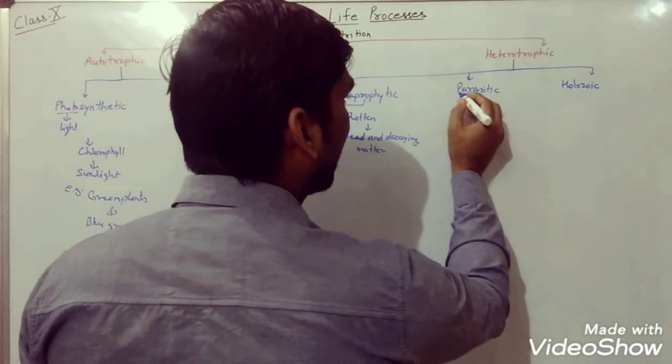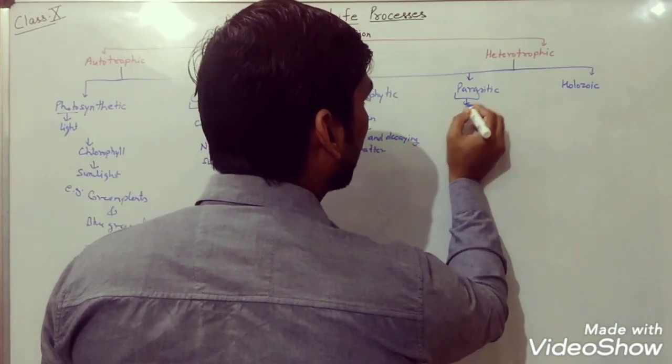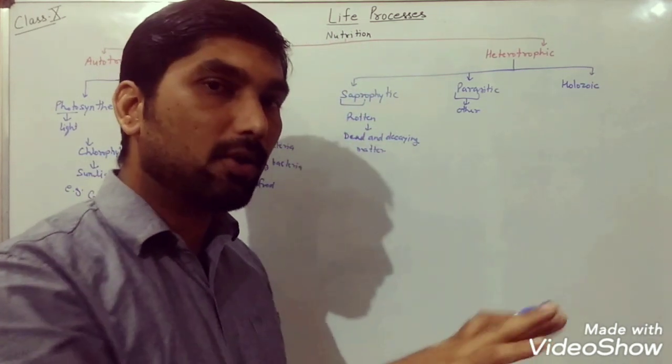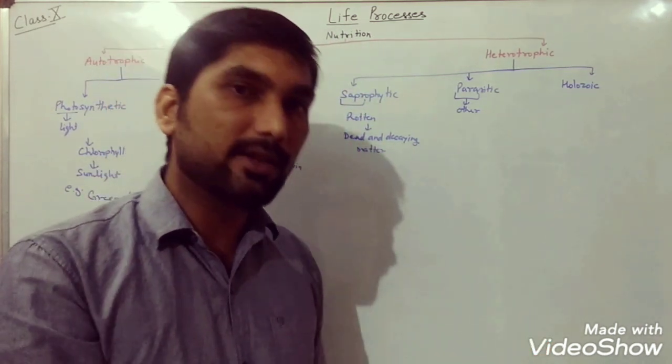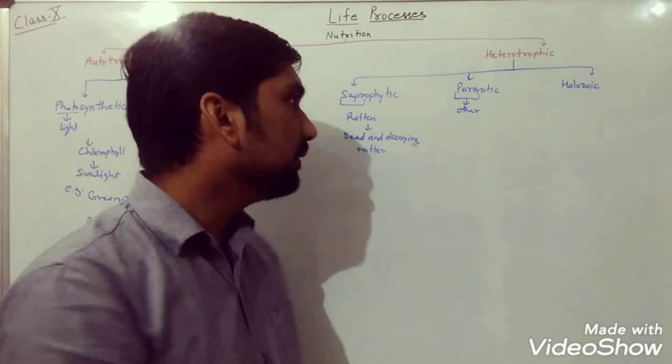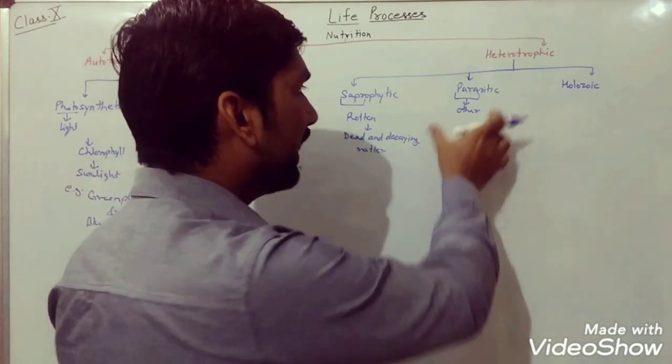When we talk about the parasitic, para means what? Other. So such type of organisms are going to live inside or on the body of other organisms, and they are going to derive their nutrition from their body. So such type of nutrition is known as what?